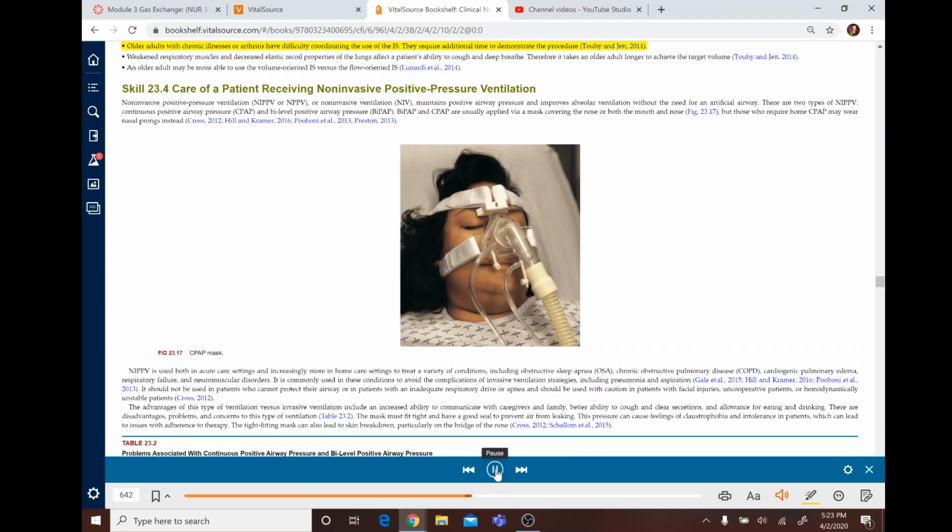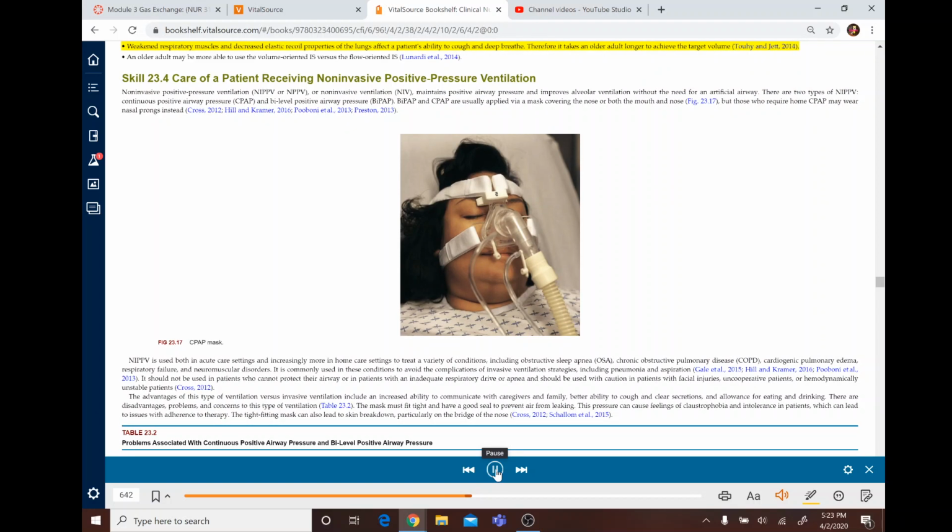Gerontological. Older adults with chronic illnesses or arthritis have difficulty coordinating the use of the IS. They require additional time to demonstrate the procedure. Weakened respiratory muscles and decreased elastic recoil properties of the lungs affect a patient's ability to cough and deep breathe. Therefore, it takes an older adult longer to achieve the target volume.